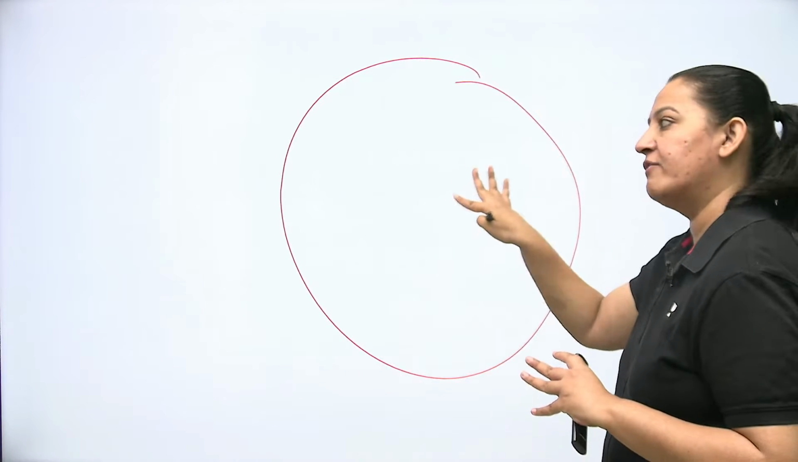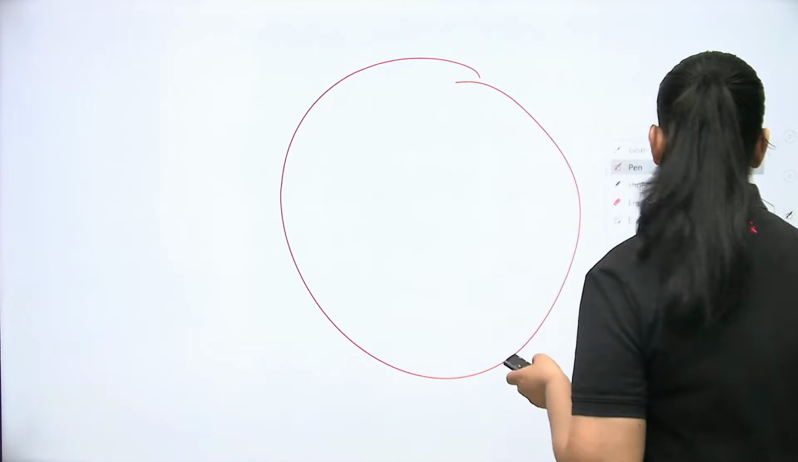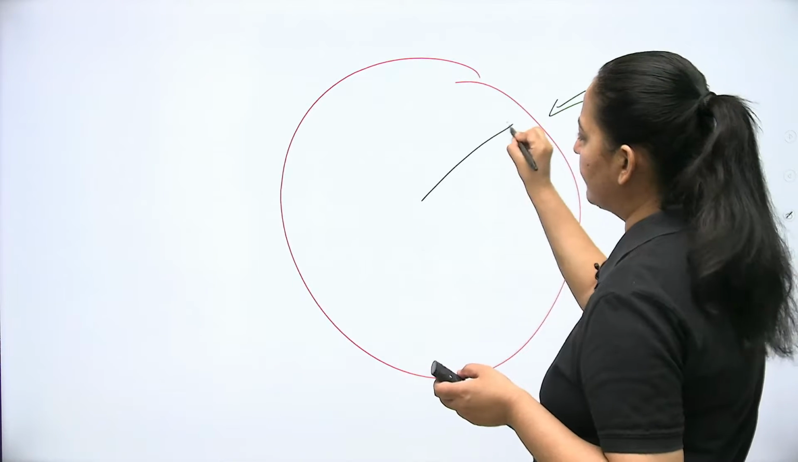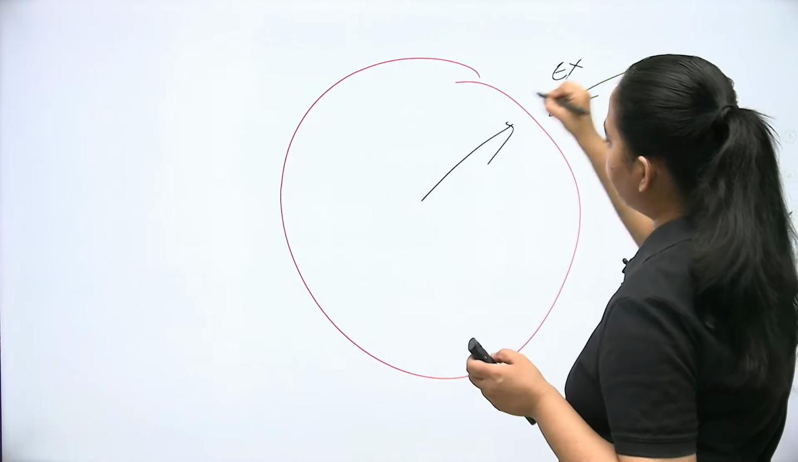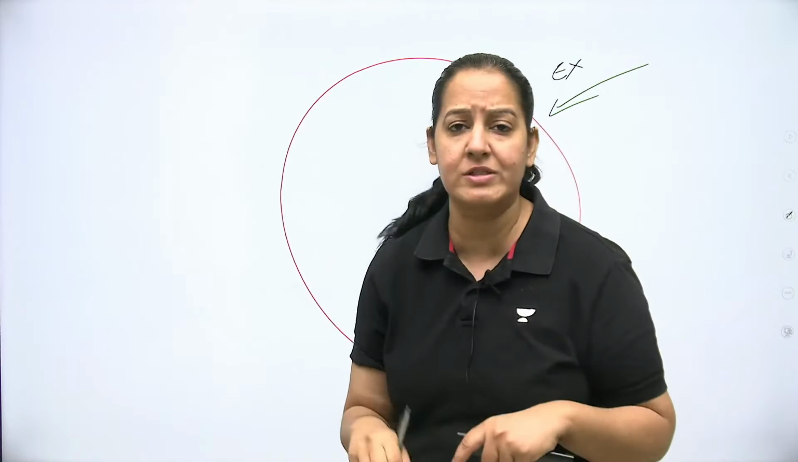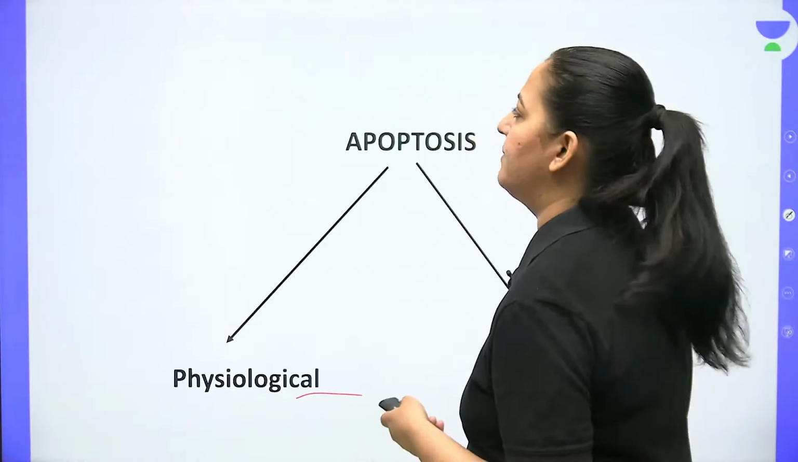This cell is committed for the apoptosis. Apoptosis is cell suicide. So it will receive signal from two sources. Either the signal will come from outside, or the signal will come from inside. So it is extrinsic pathway, it is intrinsic pathway. In extrinsic pathway, the signal will come from outside. In intrinsic pathway, the signal will come from inside. So there are two mechanisms in apoptosis.